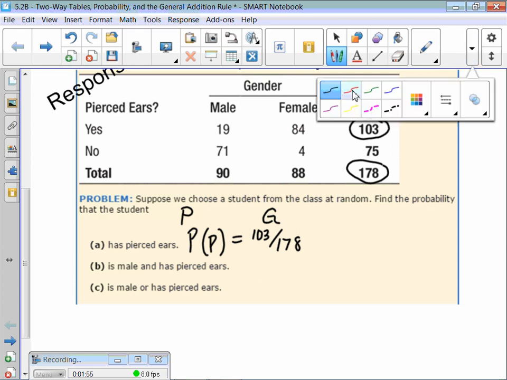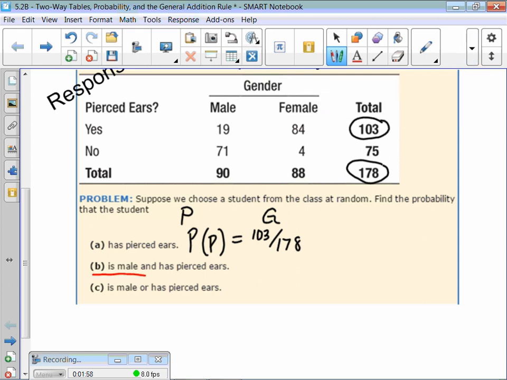Okay. Now let's do the probability that they are male and they have pierced ears. So you're going to learn something new right here. Probability, I guess I'm going to use an M for male. Male and pierced ears. So here's the new symbol. You guys seen this before? That means and. Yes, it does mean multiply when we get to things that don't tell us the answer, but you don't have to do any math on this. You just look at the table and find out how many people are both male and have pierced ears.